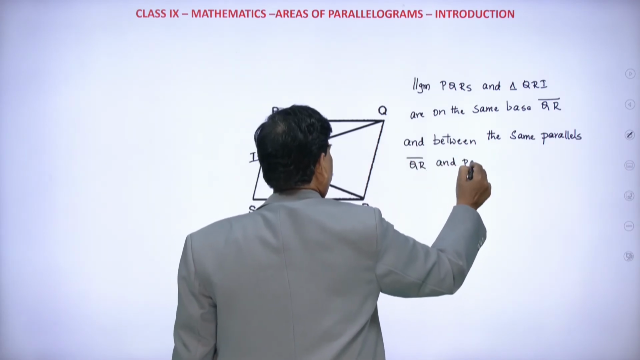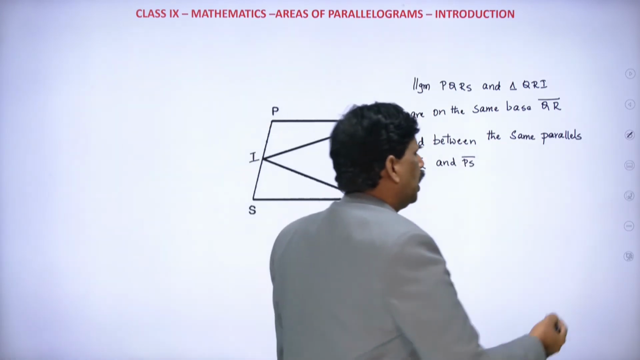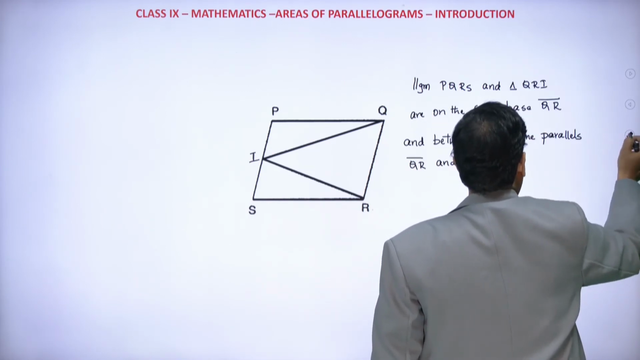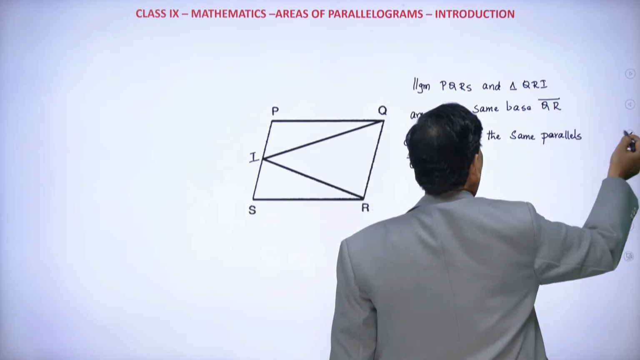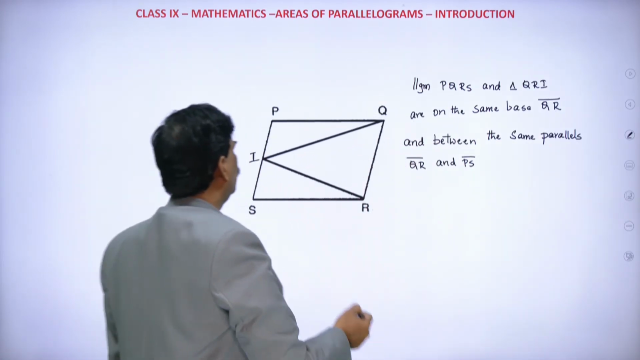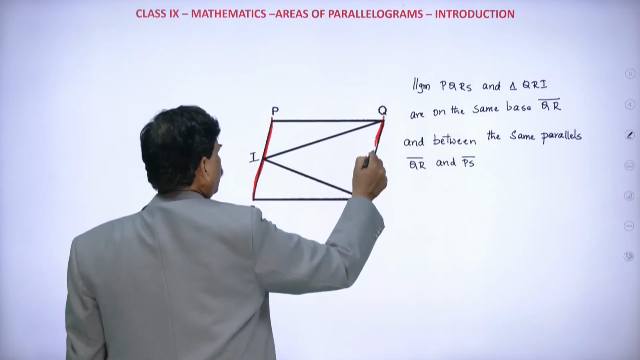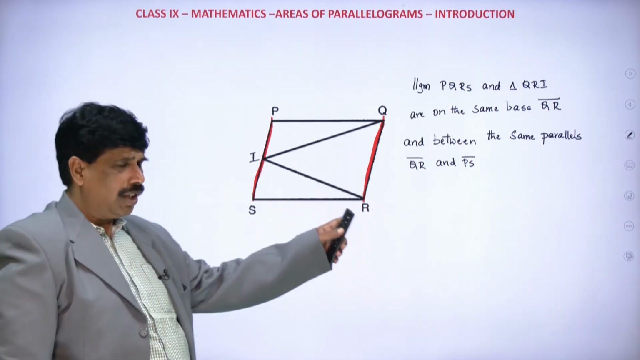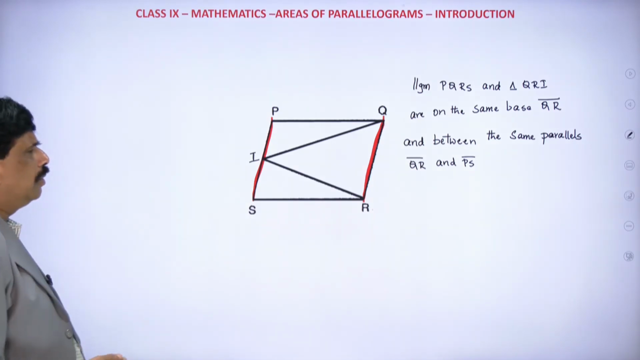Of course, QR and PS are the opposite sides of a parallelogram. So in a parallelogram, the opposite sides are parallel and equal. The opposite sides are parallel and equal. So these two are the opposite sides. It's clear? And QR is the common base here. Understood? Let us see the next one now.